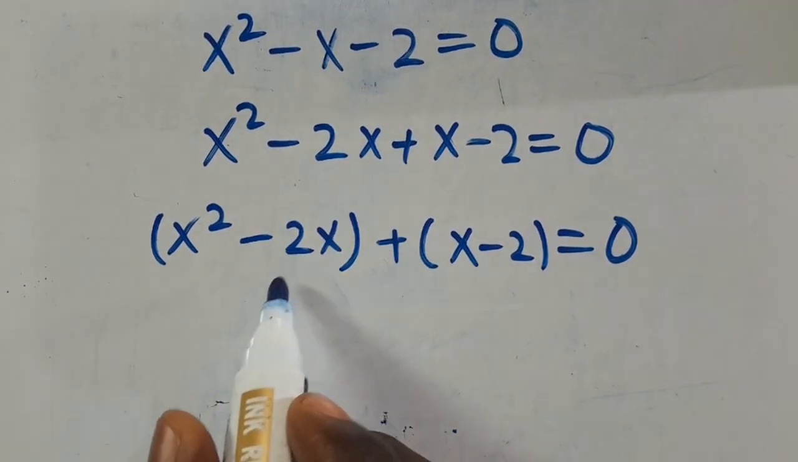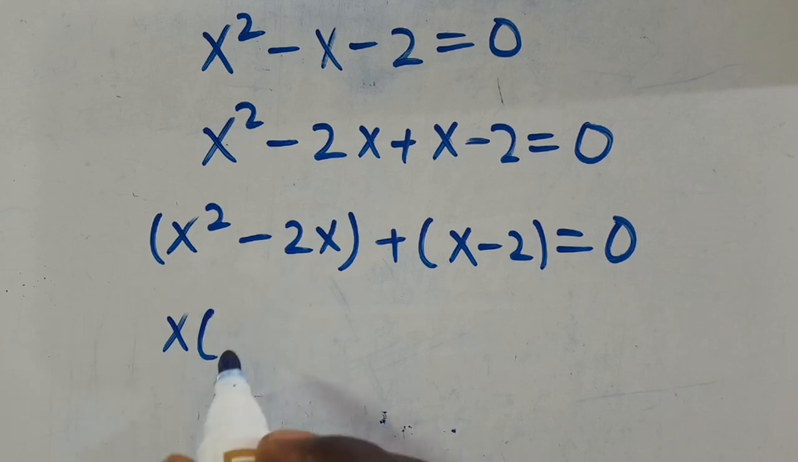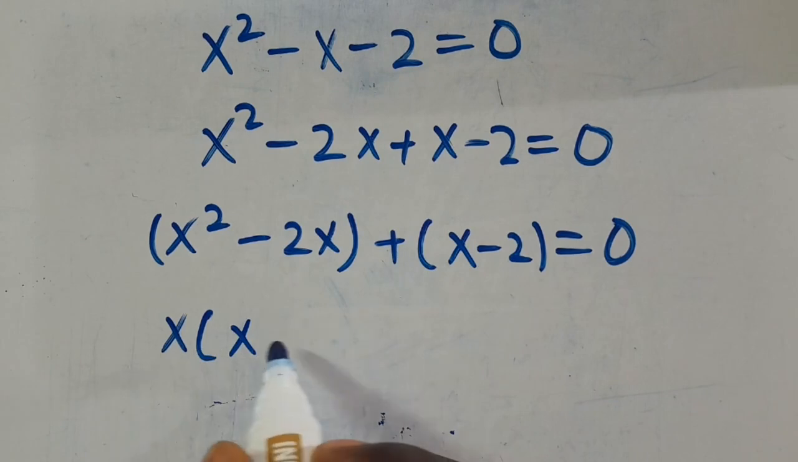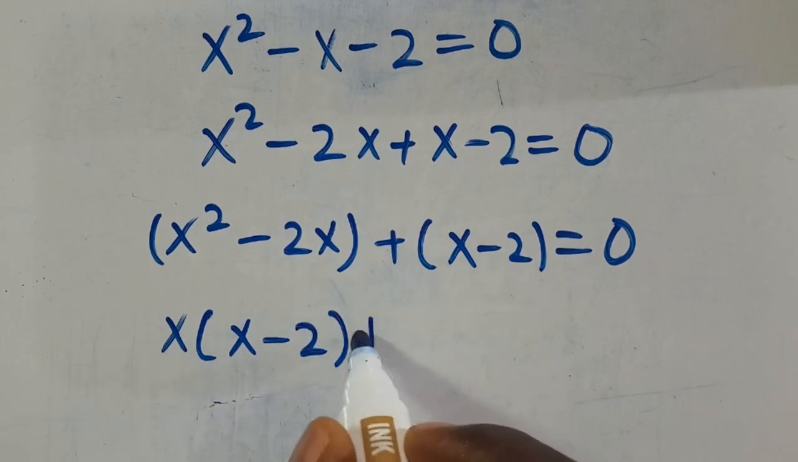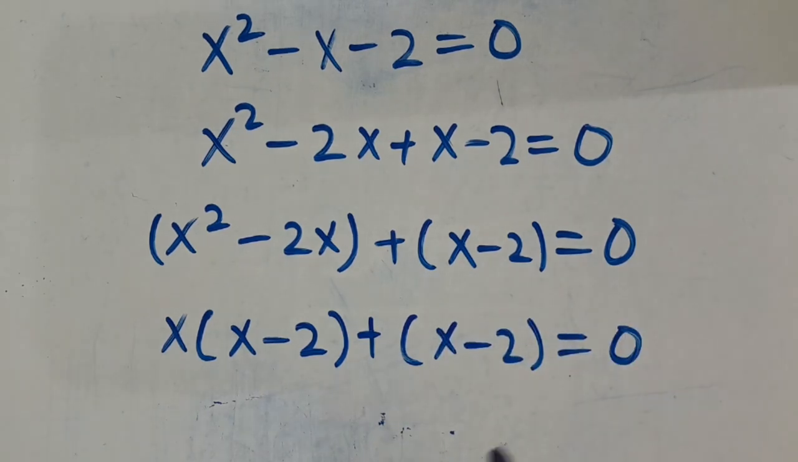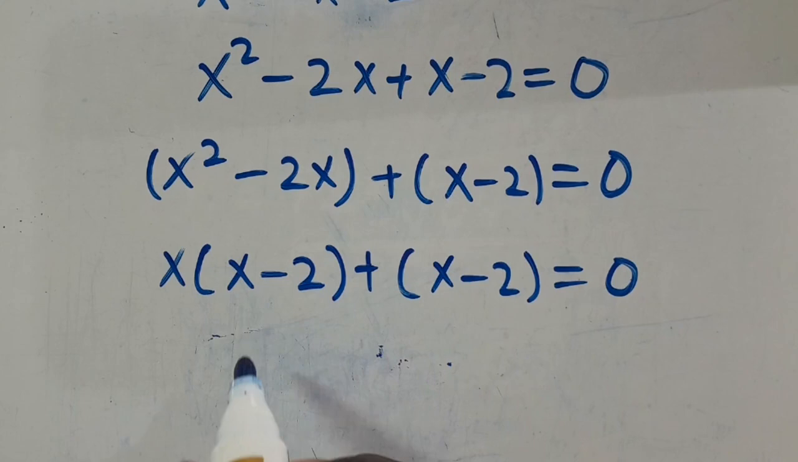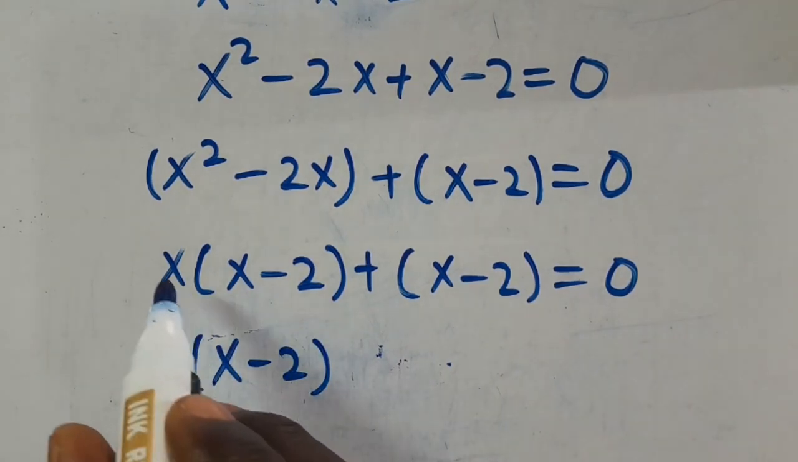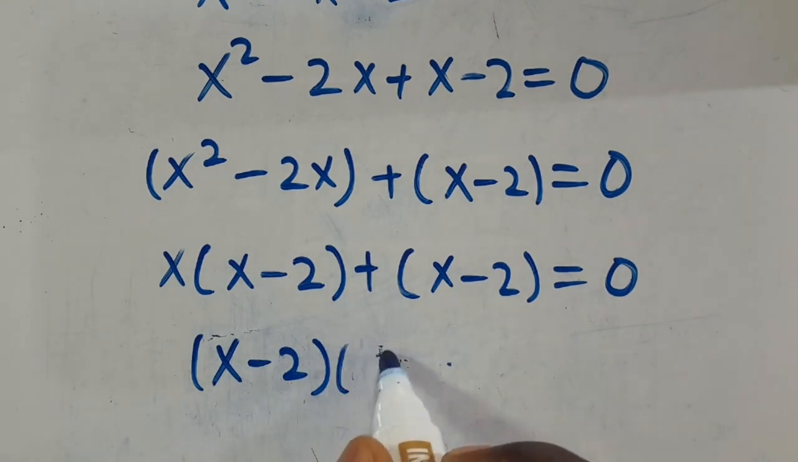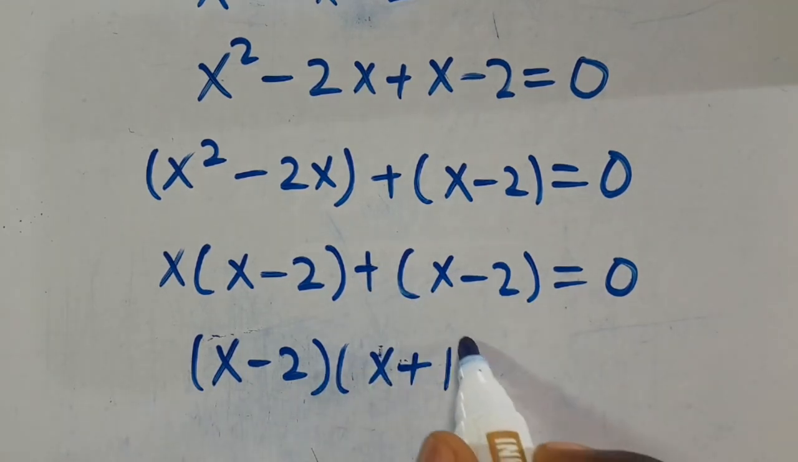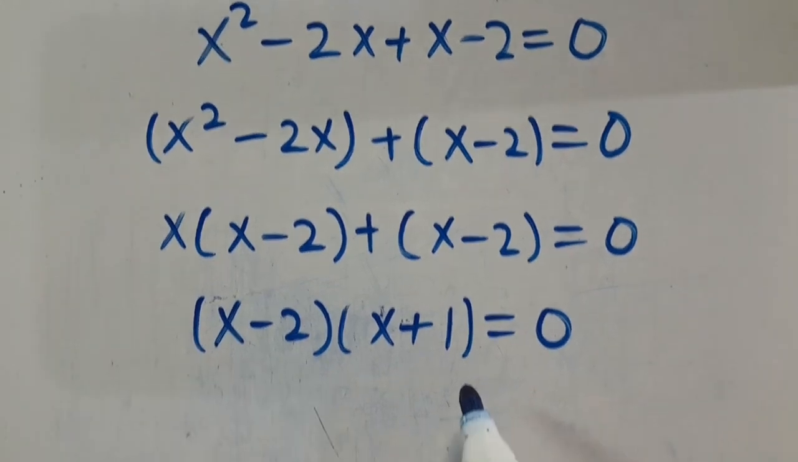What is common between this and this is x. So when we factor it out, we open bracket, x² divided by x, we are going to have only x, −2x divided by x, we only have −2, plus open bracket, x − 2, we close it, we have everything equal to 0. x − 2 is common, so let us factor it out as (x − 2), all in bracket. The whole of this expression divided by this, we are going to be left with x, plus the whole of this expression divided by this, we only have 1, we close it, we set everything equal to 0.